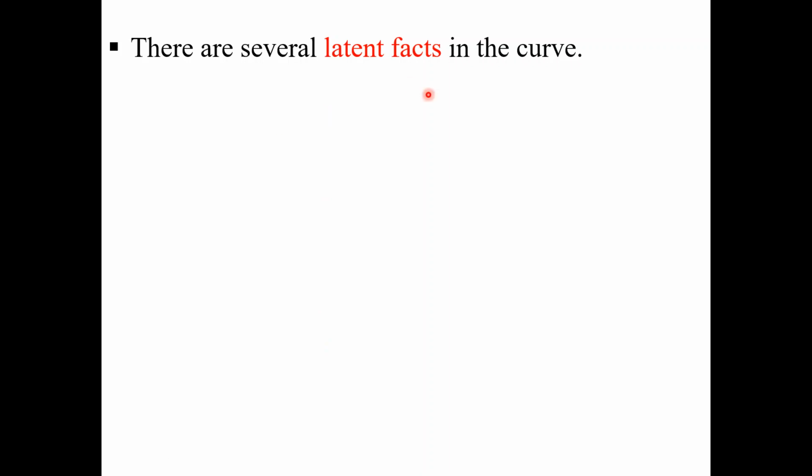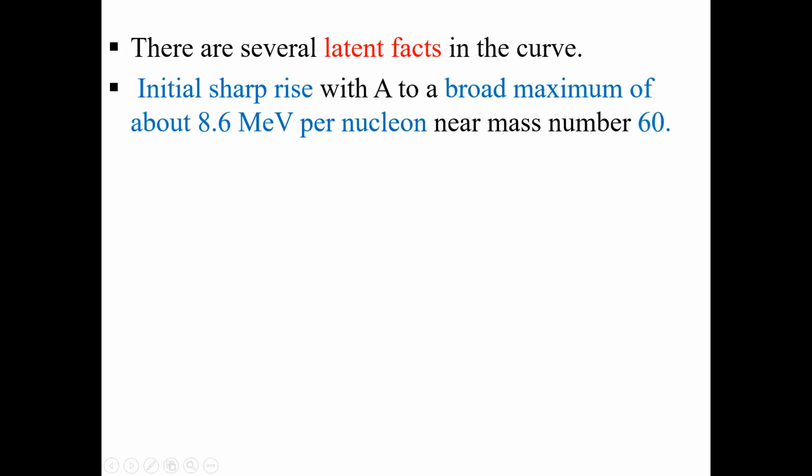There are several salient features in the curve. If you take a close look at the curve, you will find several salient features. So what are they? As we mentioned, initially we have a sharp rise with atomic number, or with the number of nucleons, to a broad maximum of about 8.6 mega electron volts per nucleon near the mass number 60. We have already observed this fact, and you can have a look at it again.